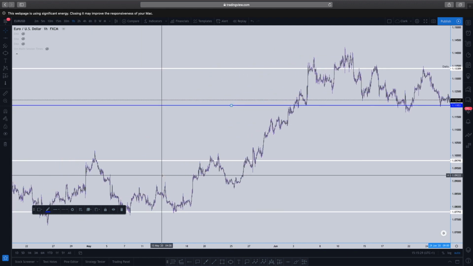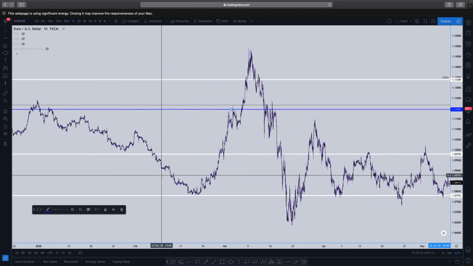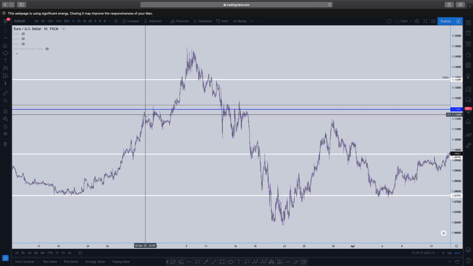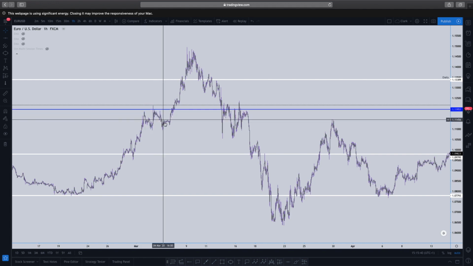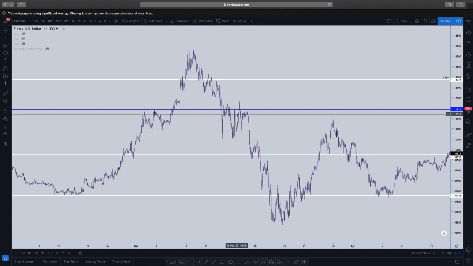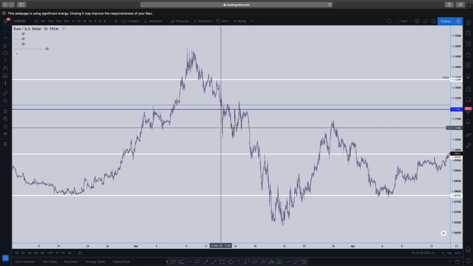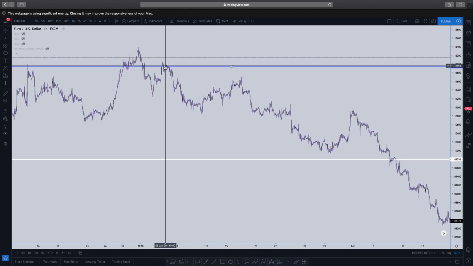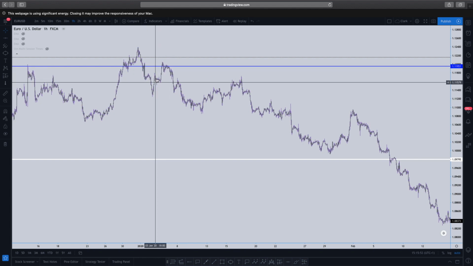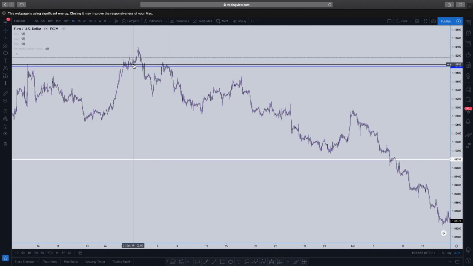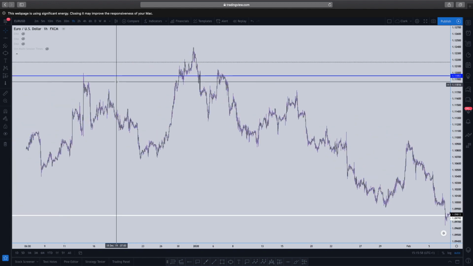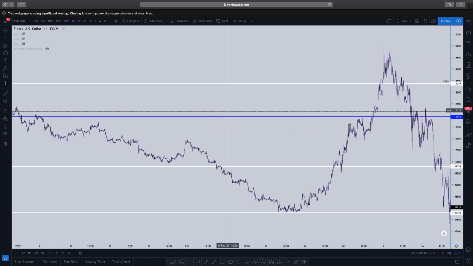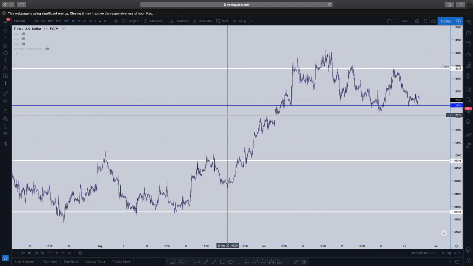So we can even take it further back. And if you look here, we have it testing as resistance, resistance, resistance. All right, let's go a little further. And we have here resistance, testing that line, coming through it, support, resistance. So you can see how price responds, okay?